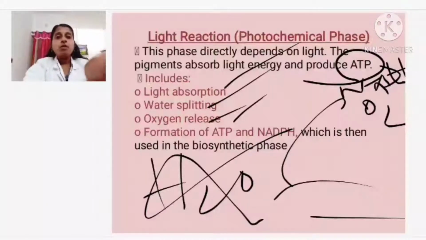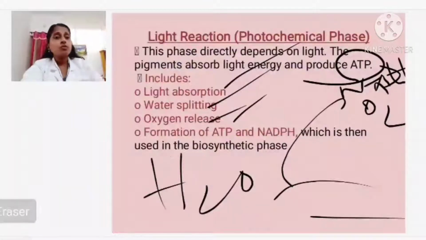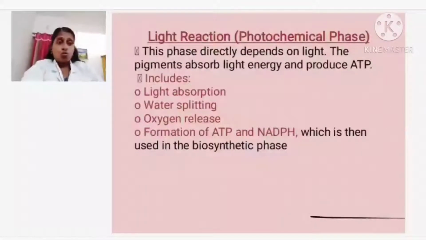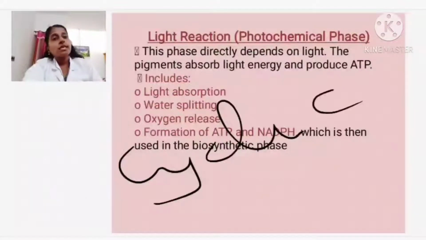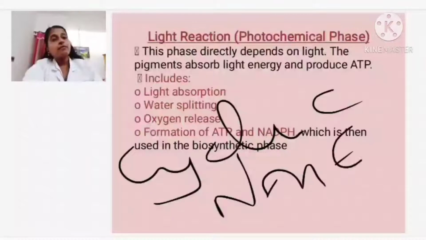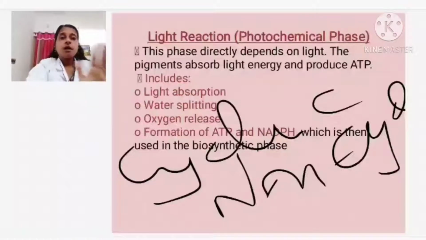Now listen students, the light reaction of photosynthesis is divided into two types. One is cyclic and another one is non-cyclic. One is cyclic photophosphorylation. Photophosphorylation is a process. So the light reaction is divided into two types, sorry, not two portions, two types. One is cyclic photophosphorylation and the second one is non-cyclic photophosphorylation.